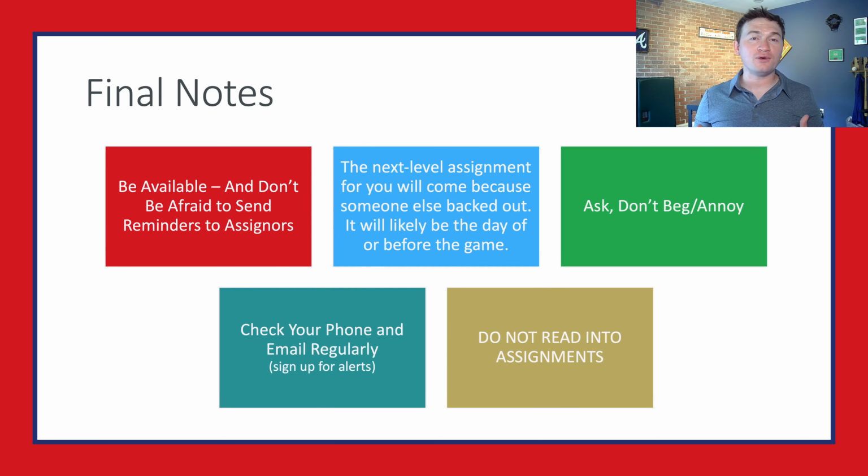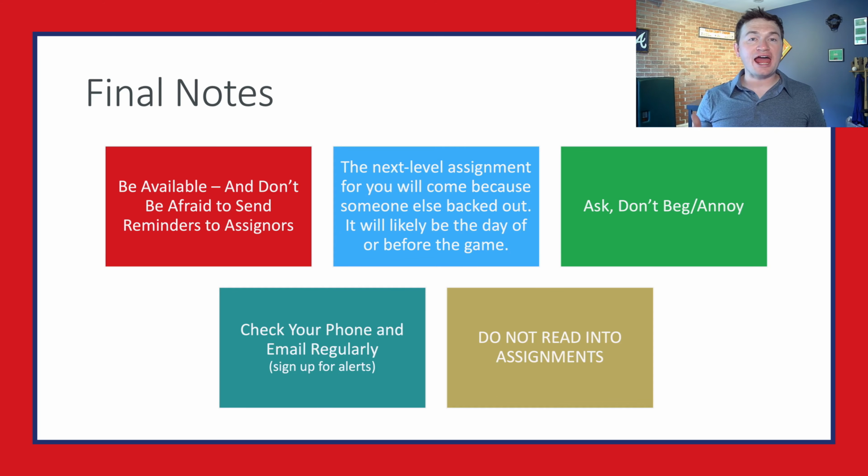Fourth, check your phone and email regularly. When I'm an assigner and it's 10 a.m. and somebody calls out of the game at 5 p.m., then I gotta try to find the first person who can be available. And what I'm most likely to do is text 5 or 6 umpires that show as available on Arbiter, and the first one that responds back that they're available is the one that gets the game. So for you, by keeping your alerts on and checking your phone regularly during the day, you're most likely to be the one that accepts first and gets that assignment.